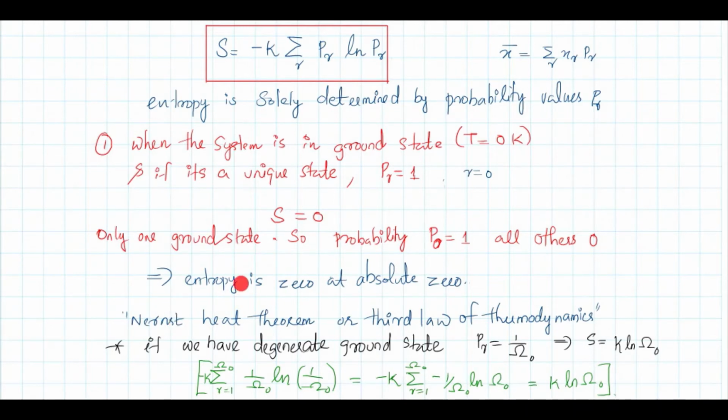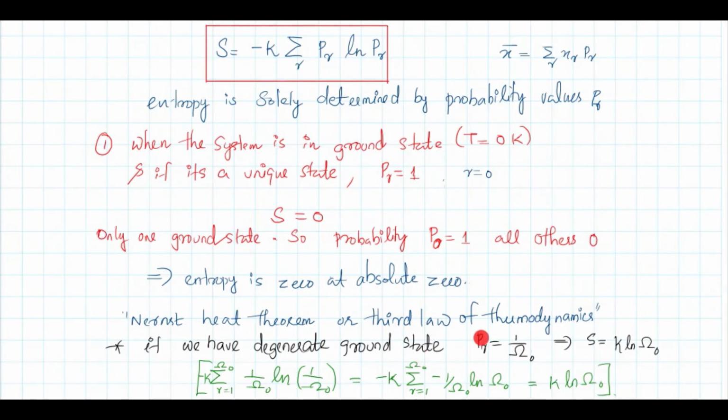Now, entropy is 0 at absolute 0 is the statement of the third law of thermodynamics. The Nernst heat theorem, or third law of thermodynamics, says that entropy is 0 at absolute 0. But if we have a degenerate ground state, suppose there are omega 0 states in the ground state, that is, in the ground state energy there are omega 0 different microstates. That is the meaning of a degenerate ground state.